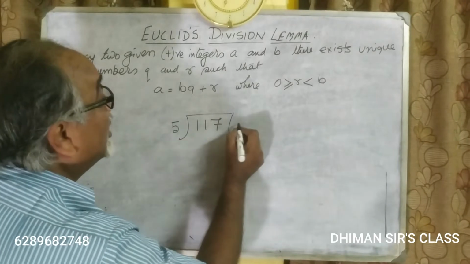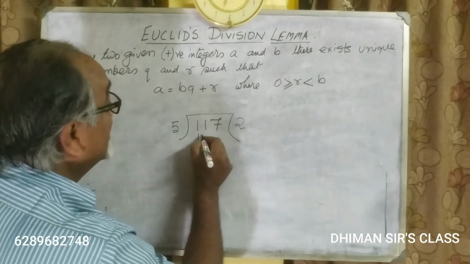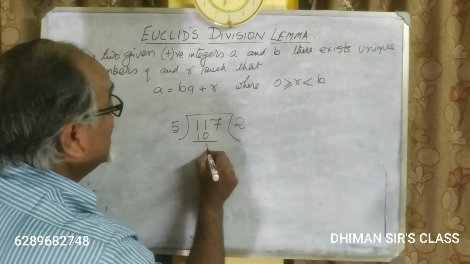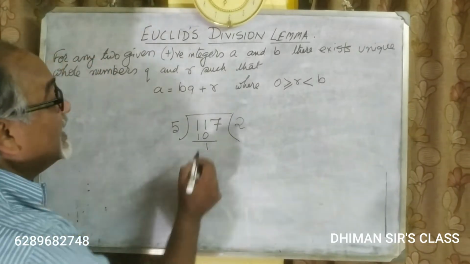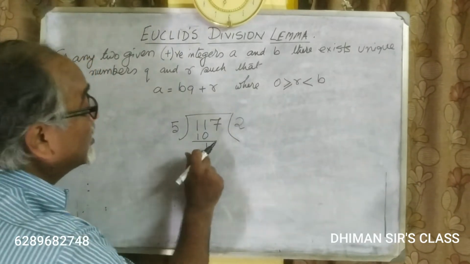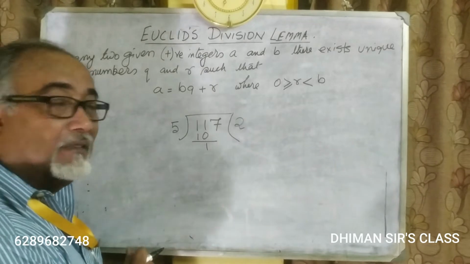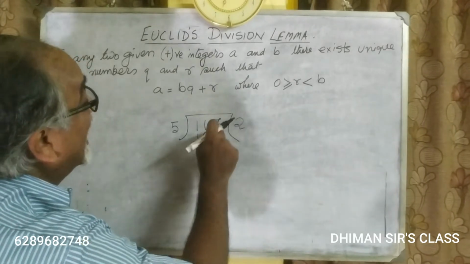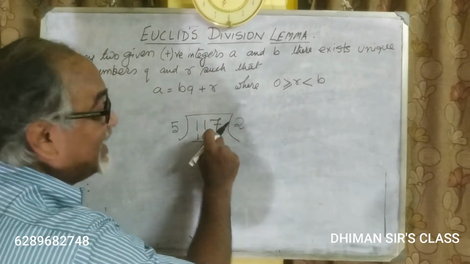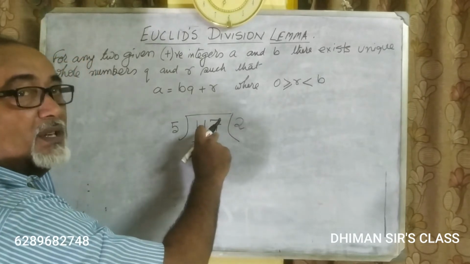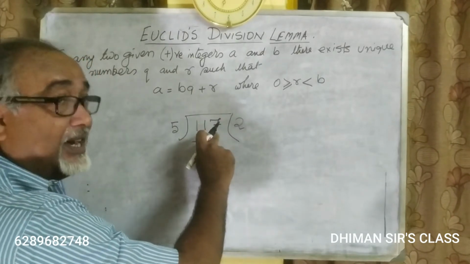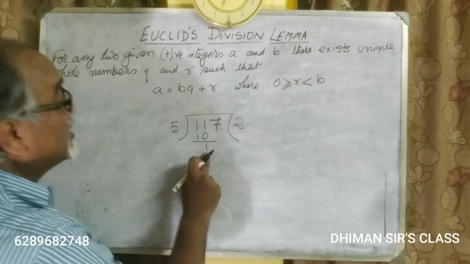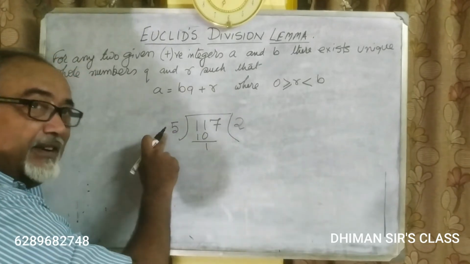So 5 2s are 10. Remainder 1. We have written 1, but this is no more the remainder. This is dividend. Why, sir? Because see, it is not yet finished. There is another digit upstairs in the question, in the dividend. So dividend should always be greater than the divisor.